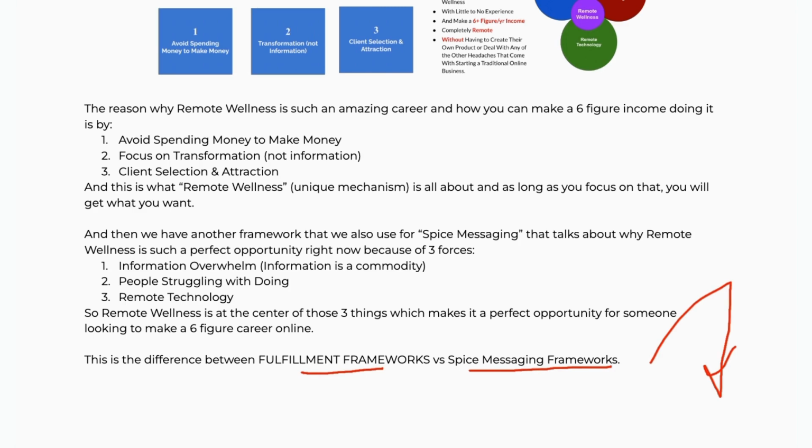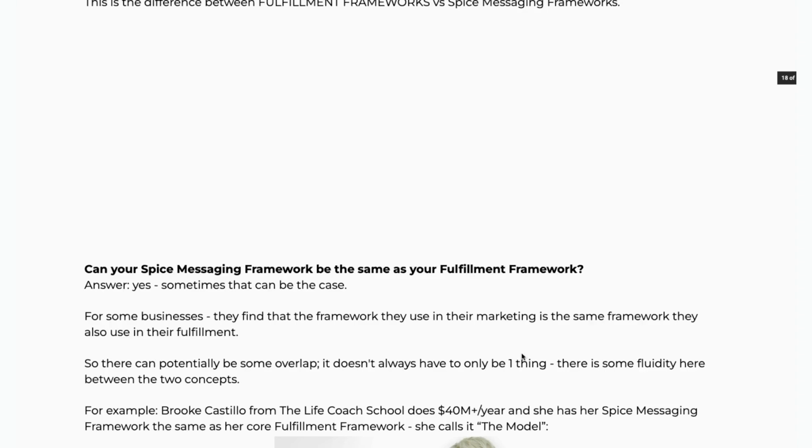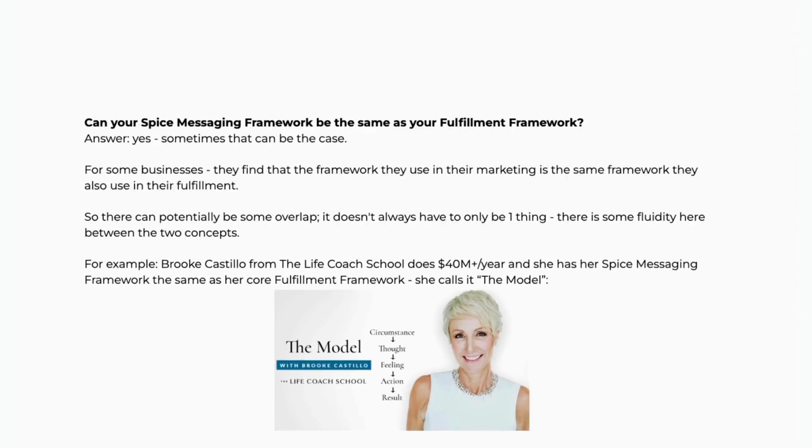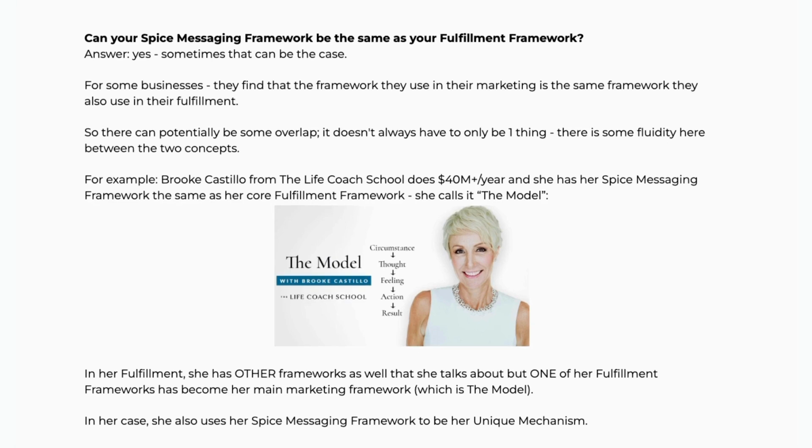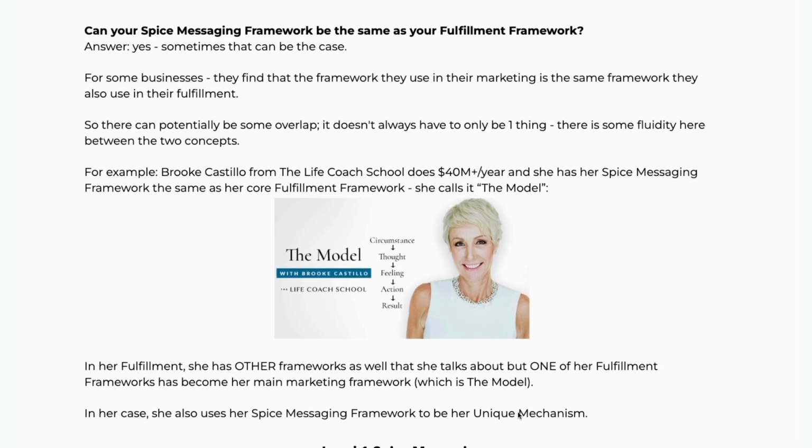Now, the other quick question I want to address here inside of this training is, can your spice messaging framework be the same as your fulfillment framework? And the answer to that is yes. In certain cases, it can actually be the same, right? For some businesses, what they find is that the framework they use in their marketing is a lot of times the same framework they also use in their fulfillment, okay? And they can potentially also overlap, right?